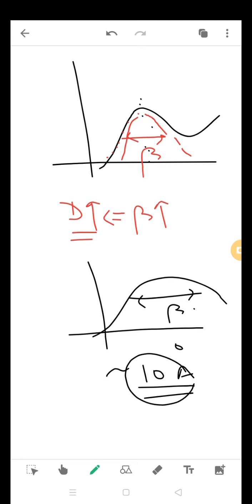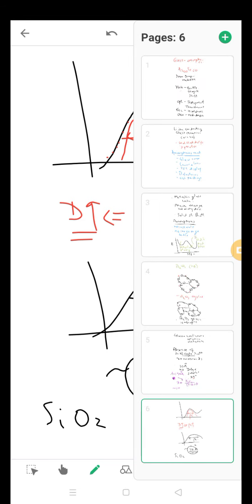The most common glass, what we actually mean when we talk about glass, is silica or SiO2. This is the glass that we all know of. Now, coming to the structure of SiO2, the SiO2 structure is based upon a model called the random network model.